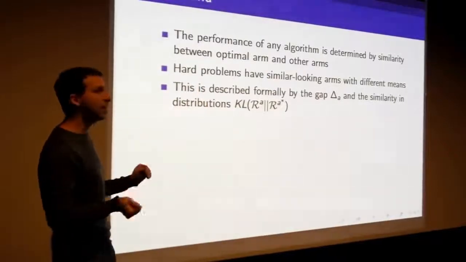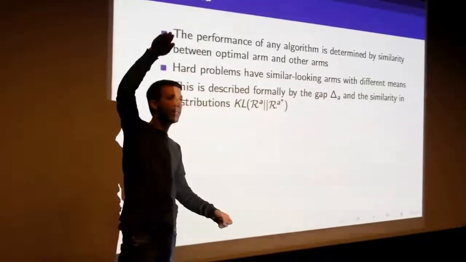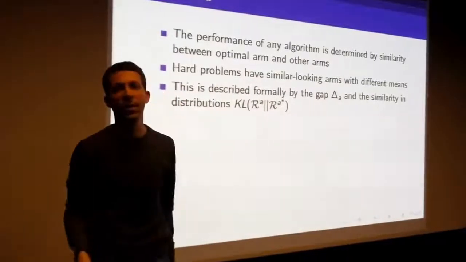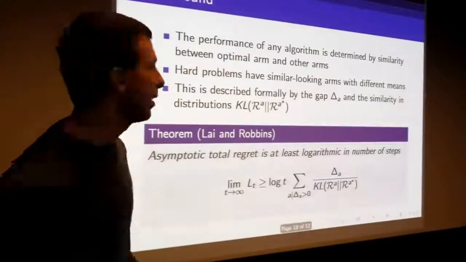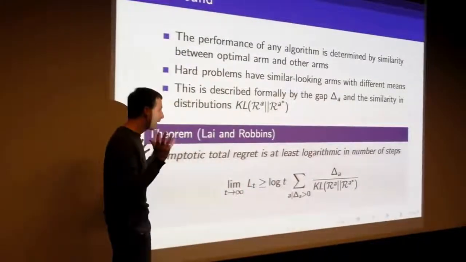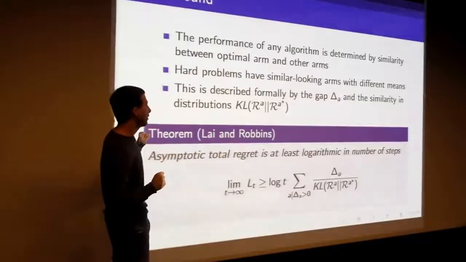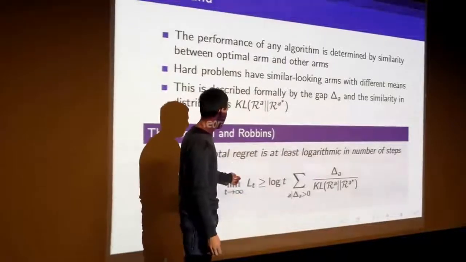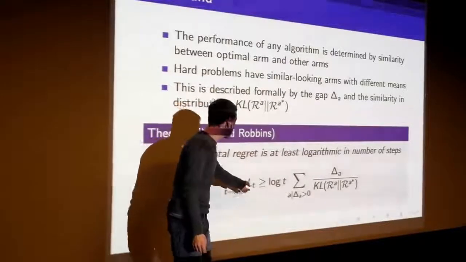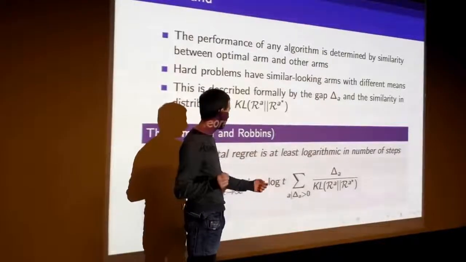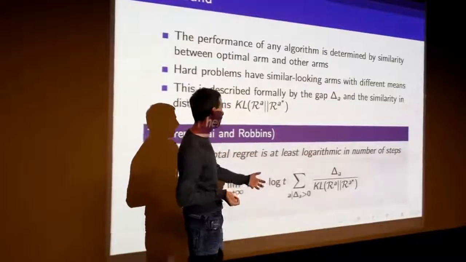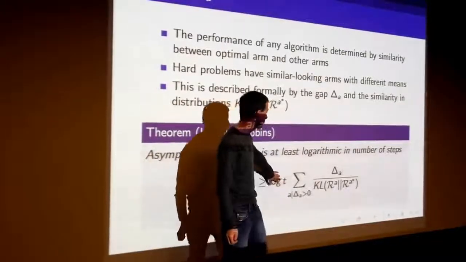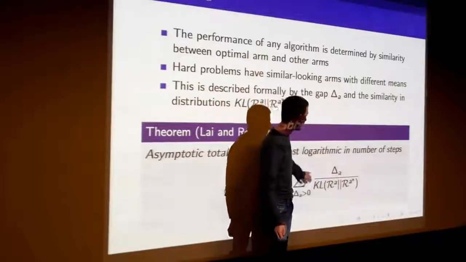Formally, the way we understand that is by the gap between them, the difference between this arm and this arm, and how similar their distributions are, which we can measure using the KL divergence. So this is one slide of theory: the total regret is at least logarithmic in the number of steps. This is the total regret that we're incurring over time, the plot we were looking at. The regret that we incur is at least logarithmic in the number of steps that we take, multiplied by this term, which is basically proportional to the gap.